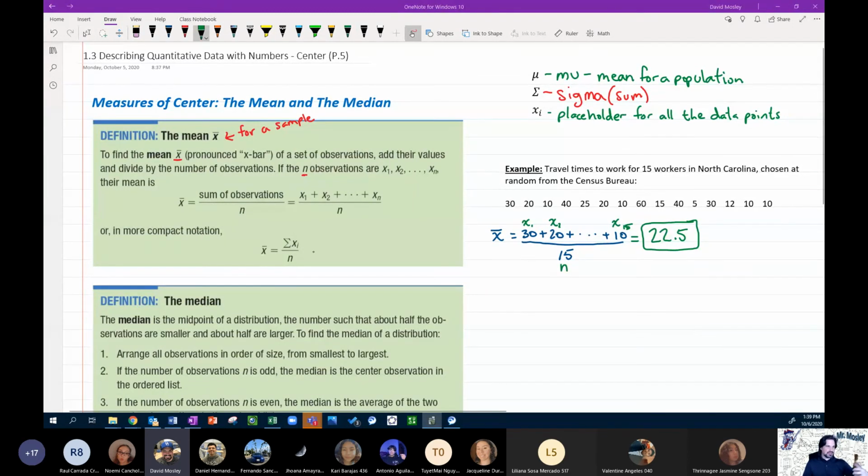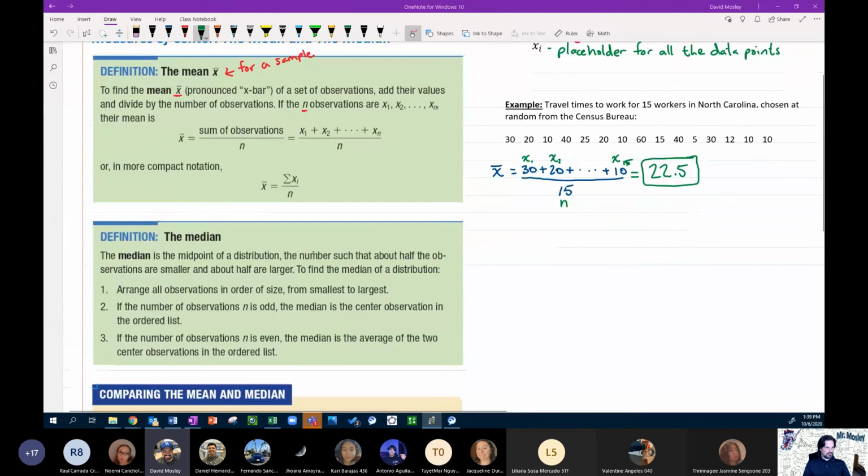Now, the other measure of center that we have is the median. The median is the midpoint of a distribution. And when they say midpoint, they mean midpoint. It's the middle. Right? Does anyone know what they call the middle of the road? Like if you're driving, what's the middle of the road referred to as? Like on a freeway. You guys know?